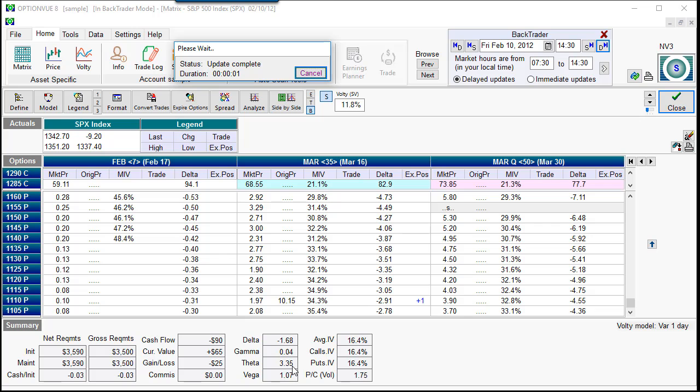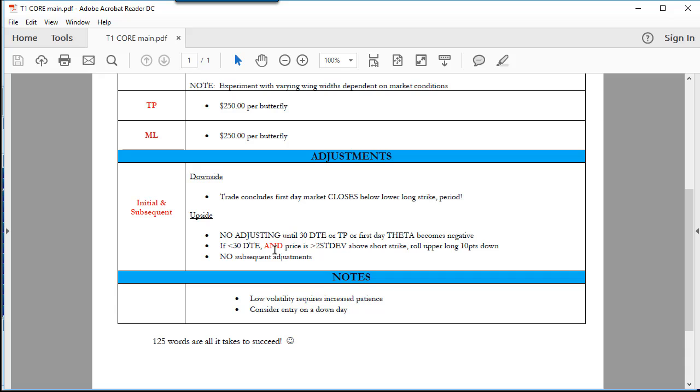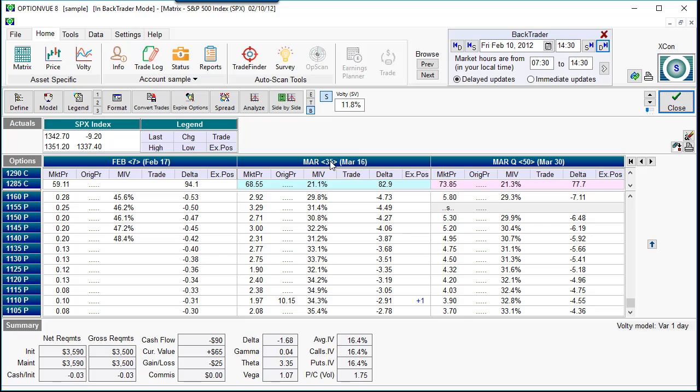Now, if theta becomes negative, which it has not, that's when we would make that first adjustment. And what is the adjustment? Roll the upper long 10 points down, okay? No adjusting until 30 days to expiration, or take profit, or the first day the theta becomes negative. Once any one of those three conditions is met, then you make your first initial upside adjustment. And all that is either rolling the upper long down or rolling the short strike up, okay? So we're getting close here, so let's just roll forward a couple more days.